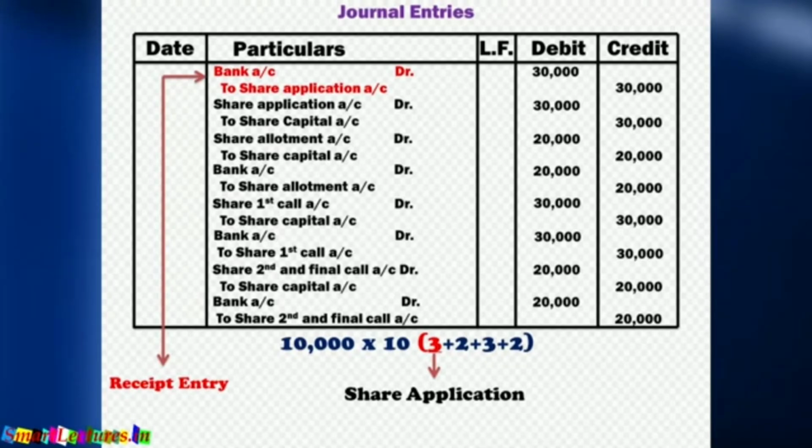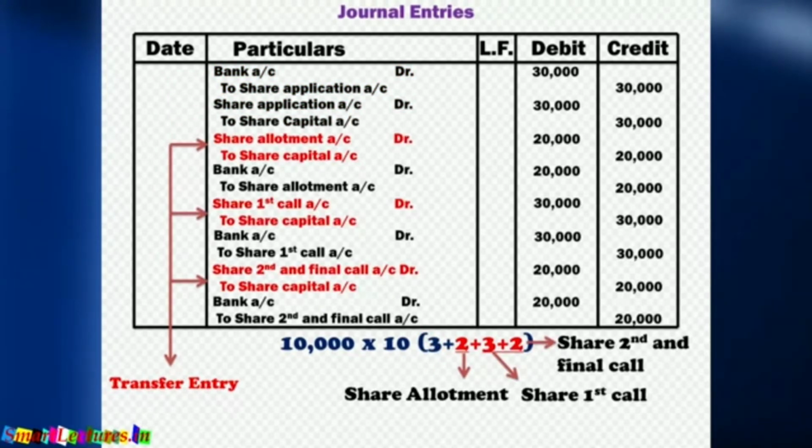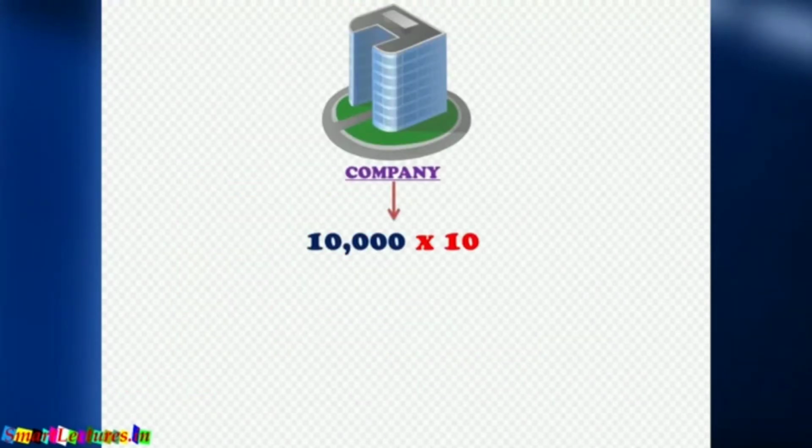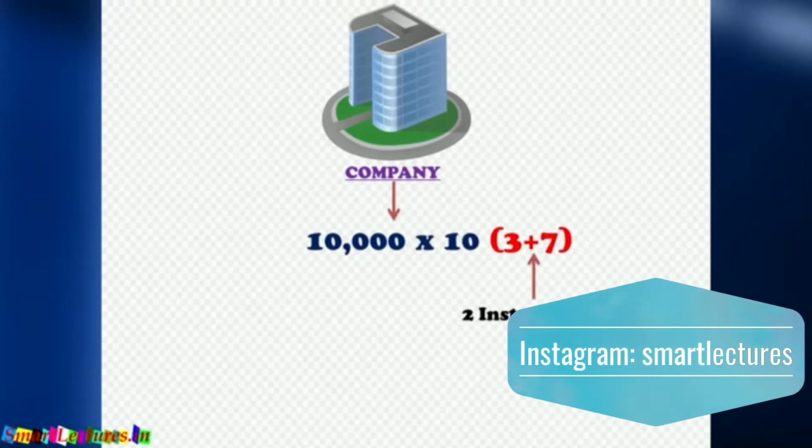In every question, we have mentioned that 10,000 shares of rupees 10 have been issued and the money was called in 2 installments, 3 plus 7. And then for another example, 10,000 shares were issued for rupees 10 and the money was called in 3 installments, 3 plus 5 plus 2.